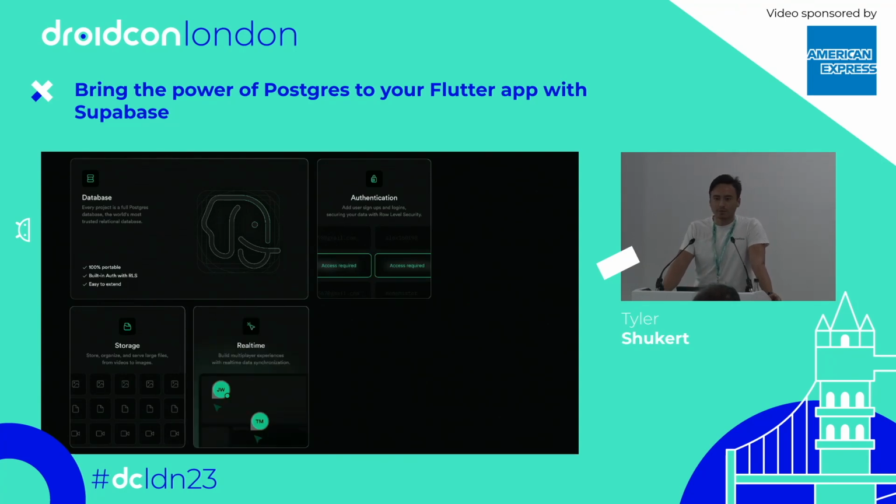Real-time is another core feature of Supabase, and it's often used within mobile apps. With our real-time feature, you can listen to database changes happening in your Postgres database, and we broadcast those changes over WebSocket so that you can synchronously update your UI to be in sync with your database.